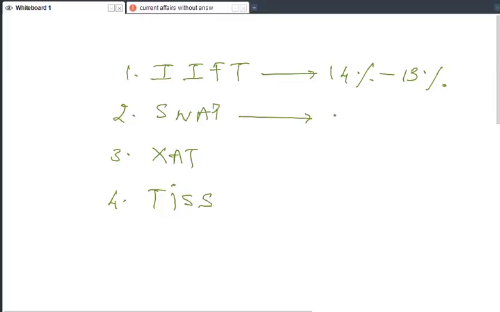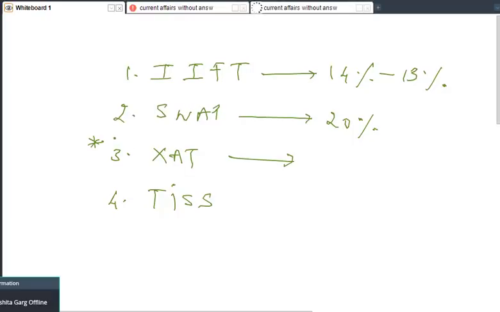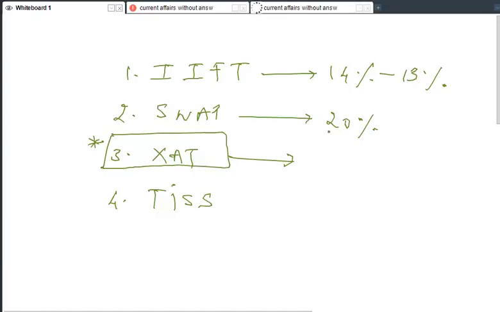In SNAP, 20% of the entire paper is from GK. In XAT, the relief is that in the actual marks, the GK is not considered while giving calls. It is not considered as part of your scorecard. It might play some role in the GD/PI after the cutoff has been cleared by the student.